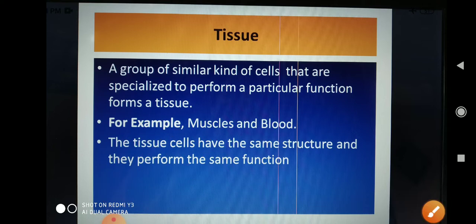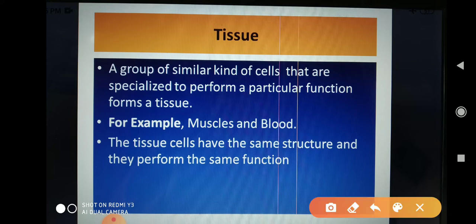Now, some examples are given to you. The first is muscle cells, then blood cells, or we can say our connective tissues, muscular tissues, and the next example, nervous tissue from the brain, or we can say the nervous system. These all are different types of tissues. Now, the tissue cells have the same structure, and as I told you earlier also, they have the same structure and also perform the same function. Is it okay?